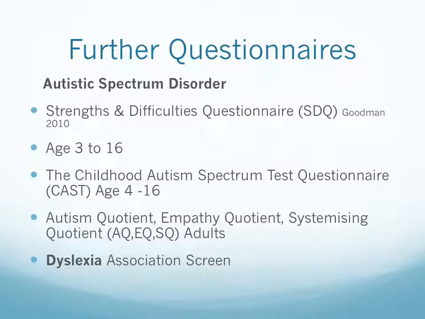And last but not least, we've got the Dyslexia Association. They have a free screen on their website, which is quite robust, but it just acts as a starter for 10. If somebody's reporting reading problems, you can do that with them. Depending on the scoring, point them to a specialist teacher for further assessment in that area if needs be.